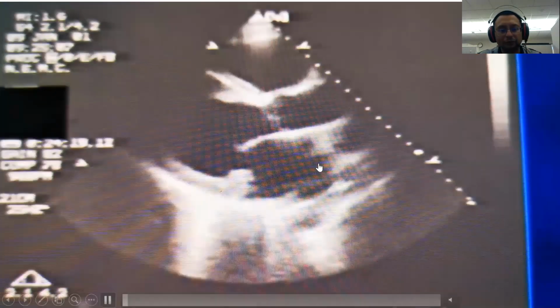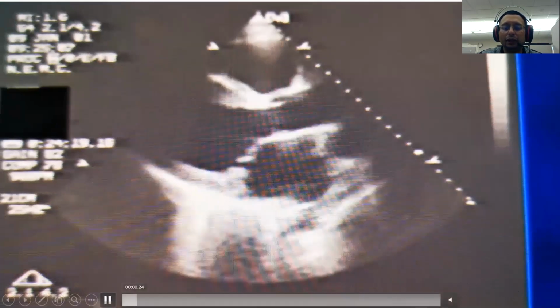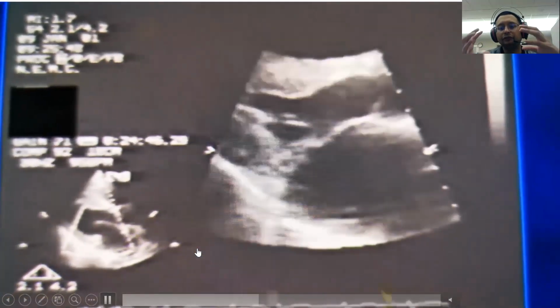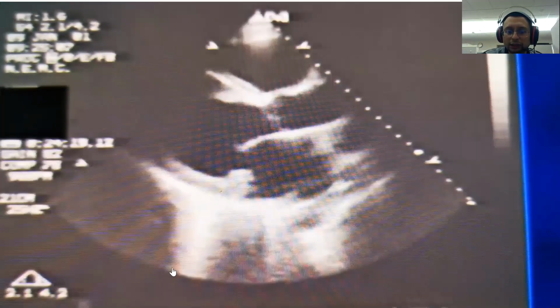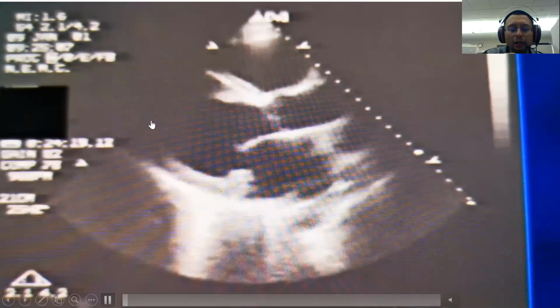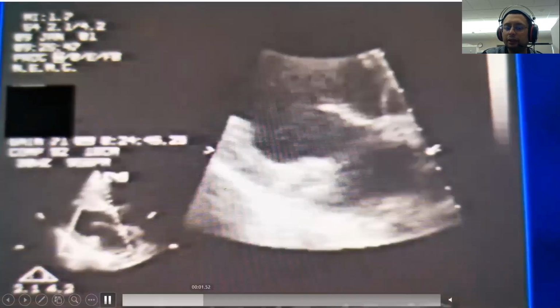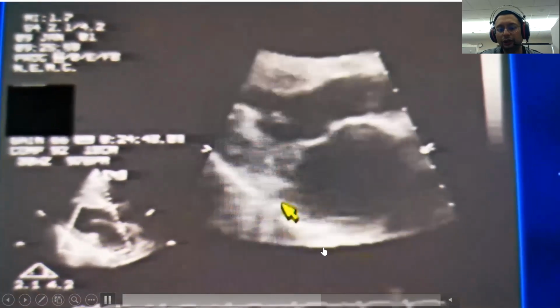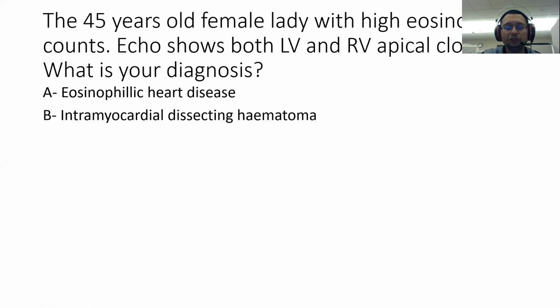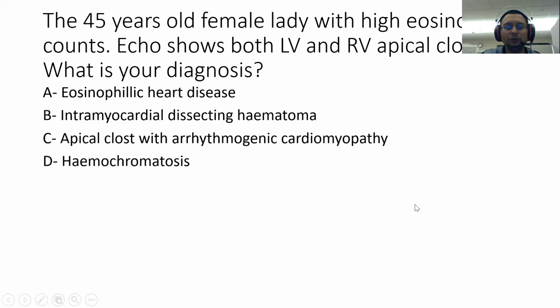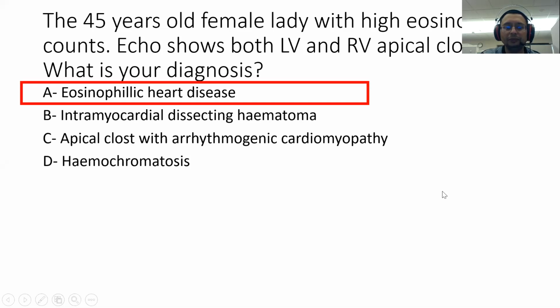So this is an example of a patient with eosinophilic Loeffler endocarditis. So what happened is the patient has LV and RV apical clot. The clot also causes fibrosis, and actually the fibrosis very typically goes to the left ventricle all the way here into the basal inferolateral. Okay, so this is Loeffler endomyocarditis. You are right. The patient also has LV and RV apical clot. So this is eosinophilic heart disease. Oh, quite nice. You also thought that it's intramyocardial dissecting hematoma.